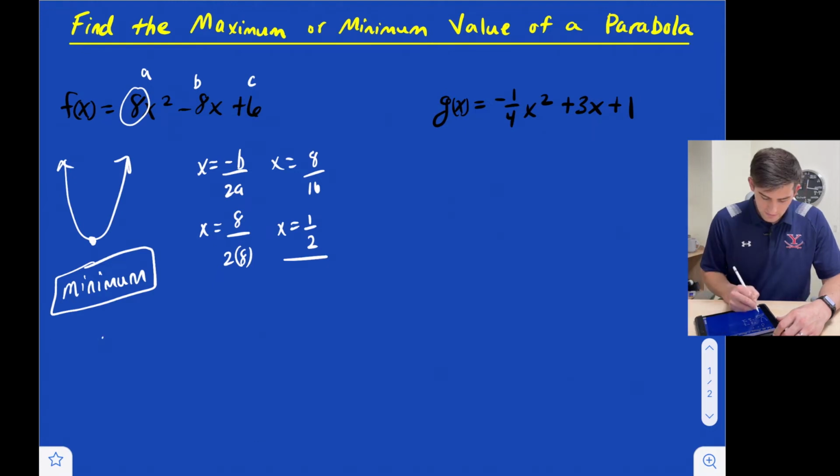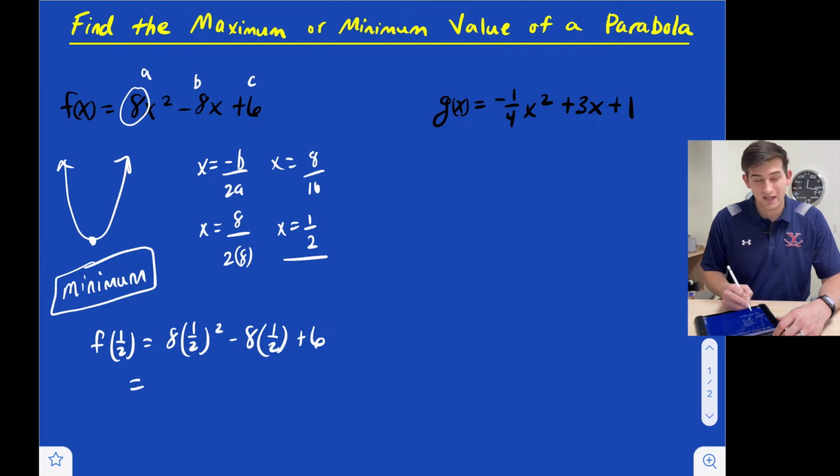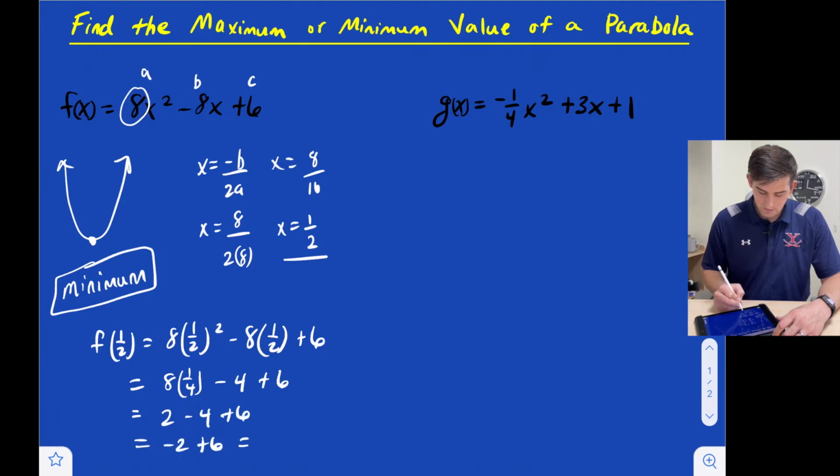So we're going to say the f of 1/2 is equal to 8 times 1/2 squared minus 8 times 1/2 plus 6. So 1/2 squared, that's 1/2 times 1/2, which is 1/4. So we get 8 times 1/4 minus 8 times 1/2 would be 4, and plus 6. And here, 8 times 1/4 would be 8 divided by 4, which is 2. 2 minus 4 is negative 2, plus 6, and we get positive 4. Okay, so we have a minimum, and that minimum is 4.